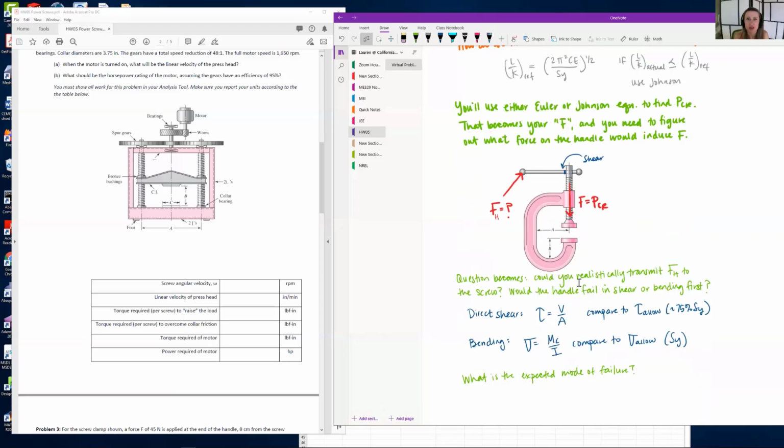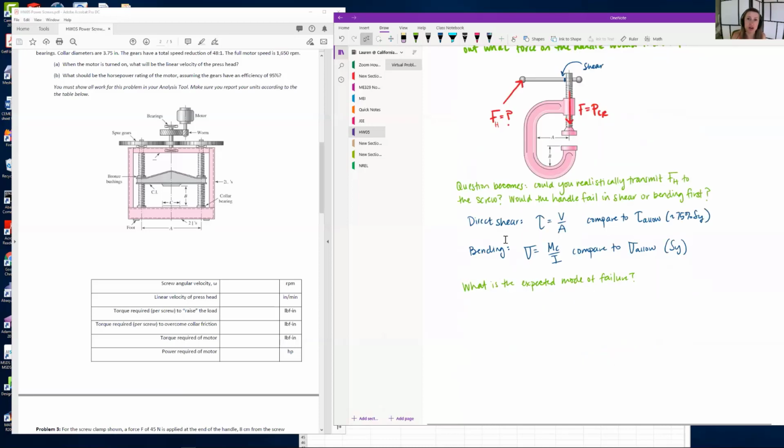So here you're just going to get a little bit creative with your analysis tool, but I think you'll figure it out. Then the question becomes, do you think you could realistically transmit this high handle force to the screw, so a high enough handle force that would generate this critical buckling load? Would perhaps the handle fail due to direct shear first, or maybe fail due to bending? And you have to check both of these scenarios and justify your answer quantitatively.